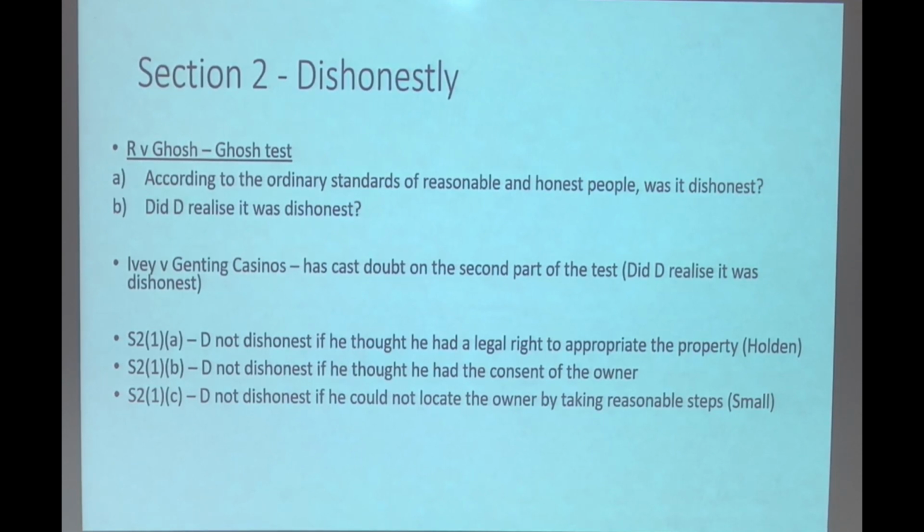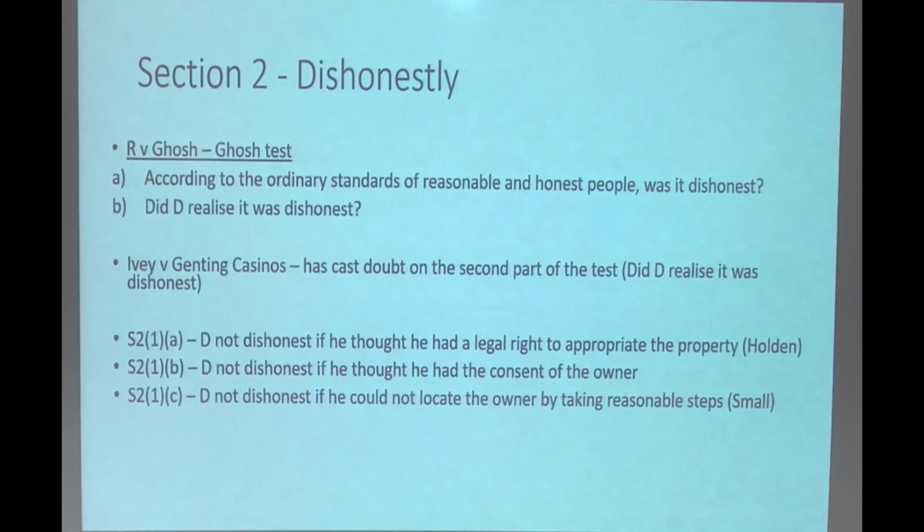Section 2.1c covers D's not dishonest if he could not locate the owner by taking reasonable steps. So that's like if you find a wallet on the street or a purse. Obviously, if it's got like an ID in, you could actually find the owner. So in theory, if you take that it is actually theft. You are being dishonest. Whereas if you found £10 on the street and you didn't see anyone drop it, it's just there, you wouldn't be able to locate the owner through reasonable steps. So you would be able to take that.